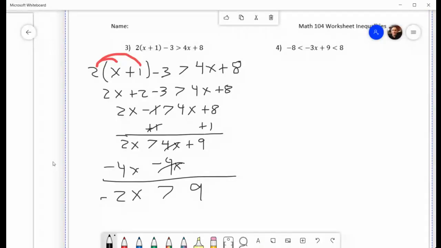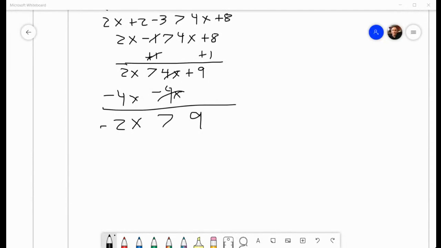Then what are we going to do next? We're going to have to divide by negative 2, right? But again, you have to be careful, because when you divide by negative 2, we have to turn the inequality around. When you divide by negative 2, you turn the inequality around, facing the other way. Okay, and again, that's because we divide by a negative number. So that's going to be negative 9 over 2. Right, and again, we turn the inequality around.